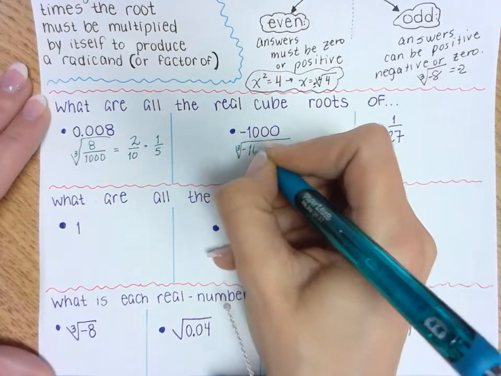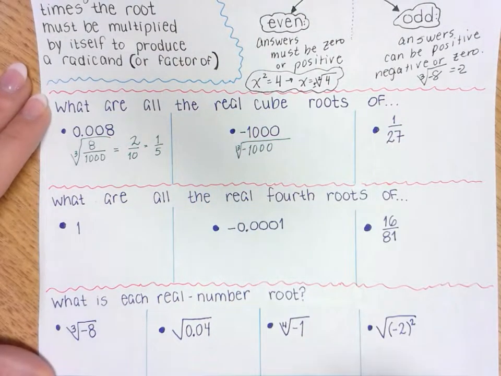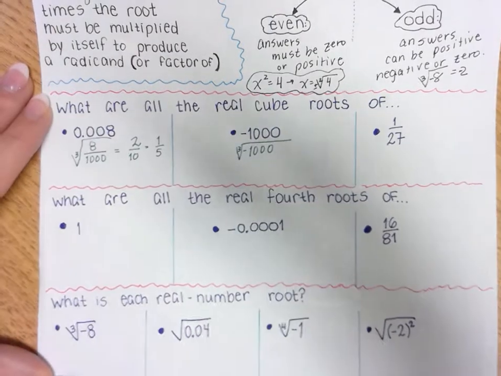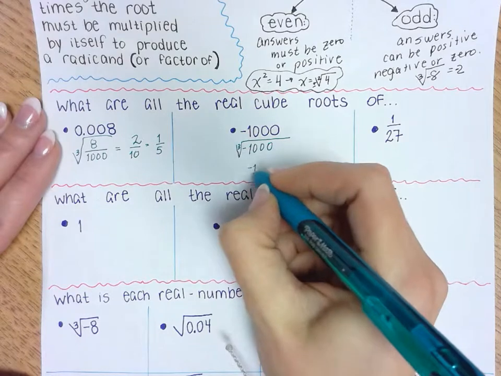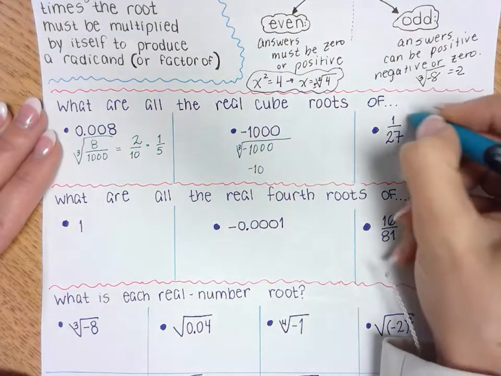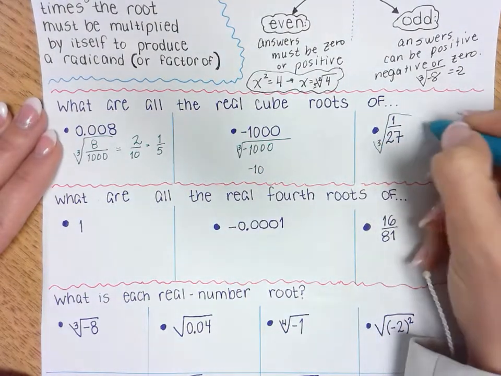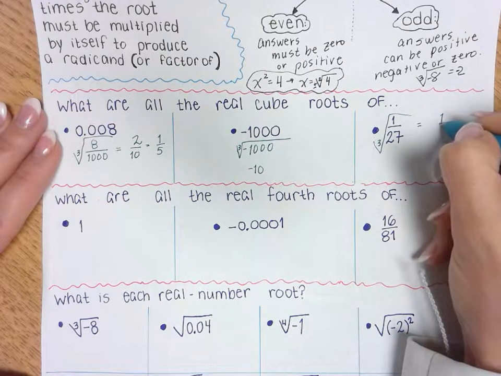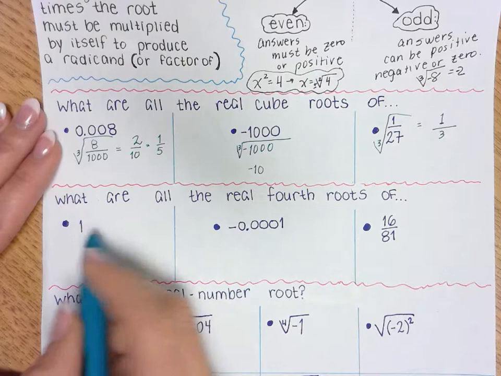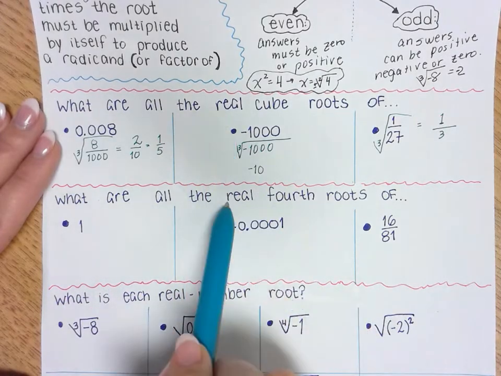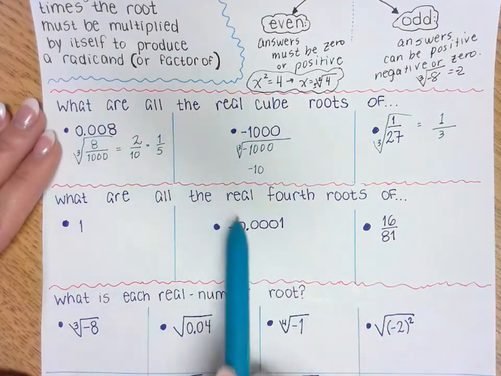Done. Here, no decimal, no big deal. Negative 1,000. What number times itself 3 times is going to equal negative 1,000? Answer, negative 10. How about here, if I go to take the cube root of 1 over 27? Cube root of 1 is 1. Cube root of 27, 3. Done. What are all the real, again, we're saying real here, not all the roots, but the real roots.